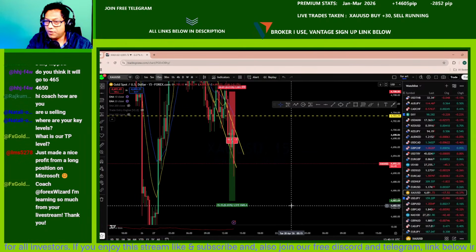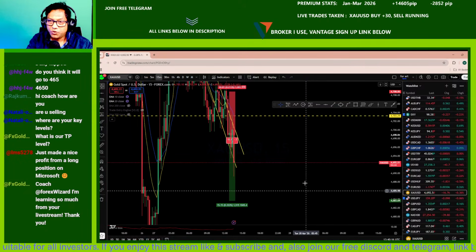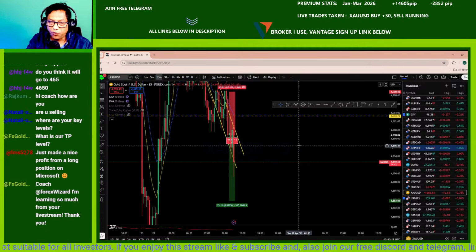On a fair value gap, and I would say this is an important zone. The market might break that low here. If it successfully breaks, we will be able to take the full TP hit.